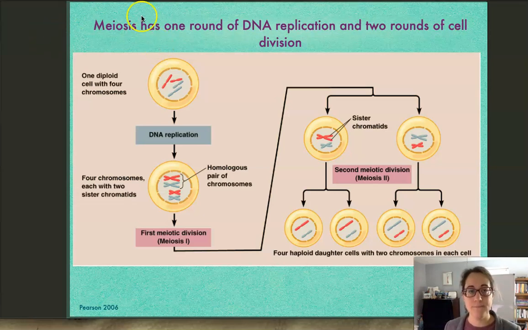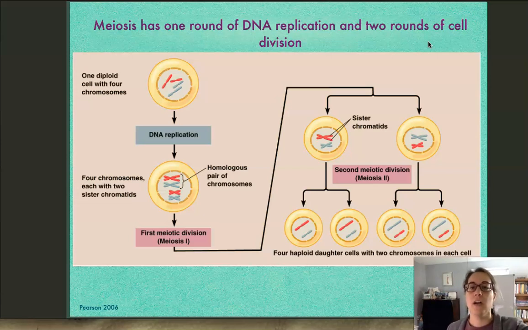So meiosis, unlike mitosis, has 2 rounds of division. It only has 1 round of DNA replication, however. So this is really important to remember that meiosis has the 1 round of DNA replication before it begins, just like mitosis. So you have the duplication of DNA. But then, since there are 2 rounds of cell division in meiosis, that means that we're going to end up with half the amount of DNA that we would have if we were just going through mitosis.